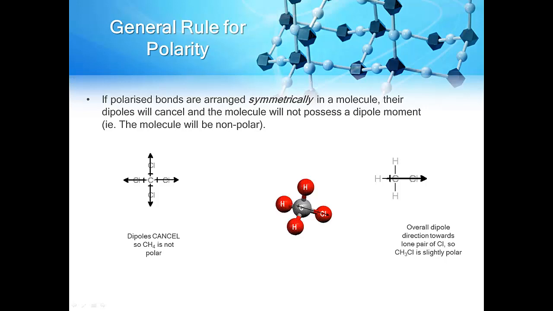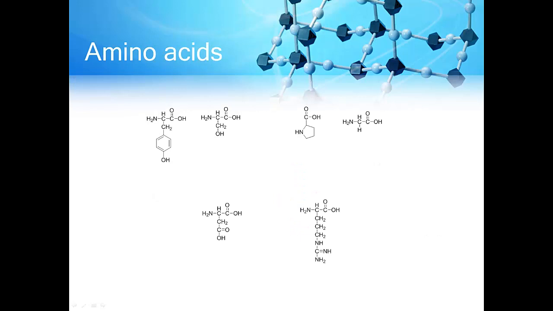So the general rule is if polarized bonds are arranged symmetrically in a molecule, their dipoles will cancel and the molecule will not possess a dipole moment. I.e., the molecule will not be polar.